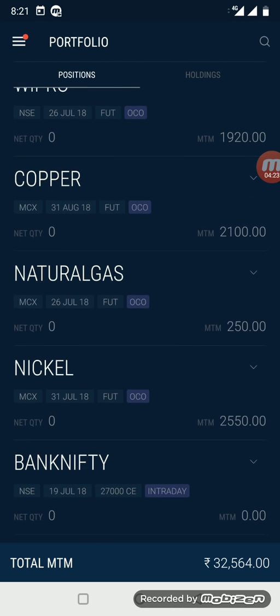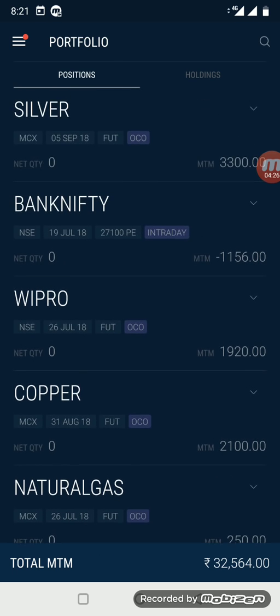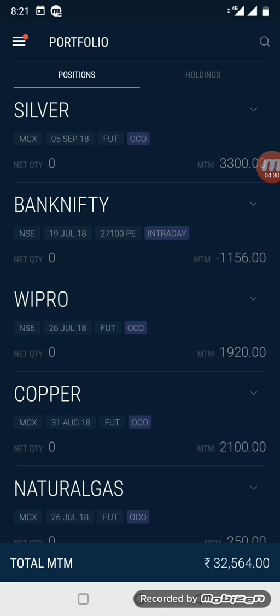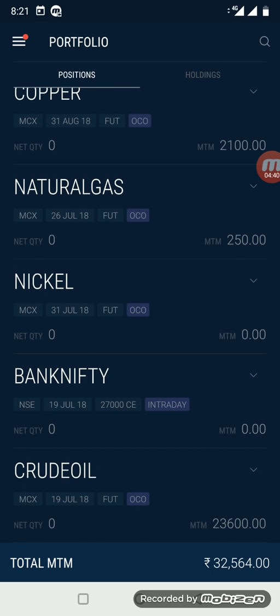We had profits in nickel also. We had profit in natural gas. We had profit in copper. Today the equity call Wipro also was profitable. Silver also was profitable. So today being a very good day, almost everything was profit: silver, copper, nickel, natural gas, bank nifty. We just had a hedging there, so it was not that. Stocks, equity also was profit. Crude oil also was profit. So today we are closing off with 32,564. Better than not the worst.